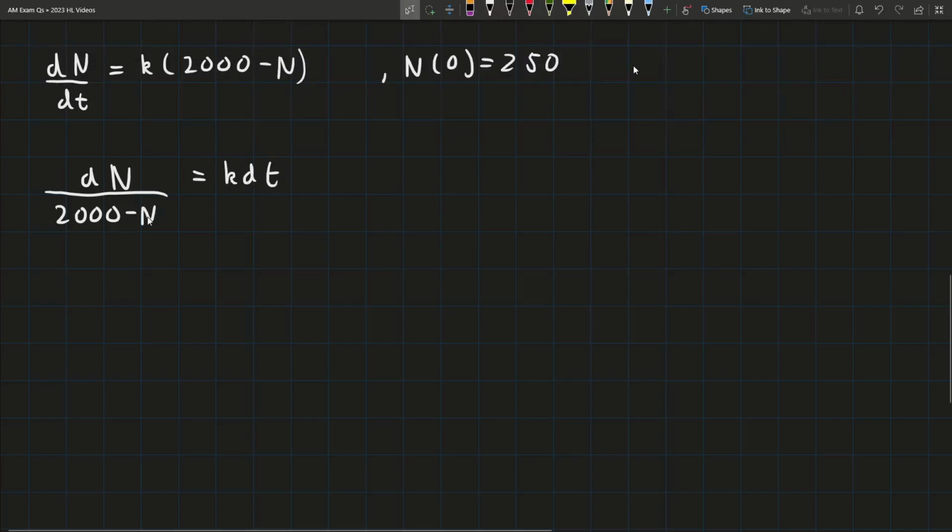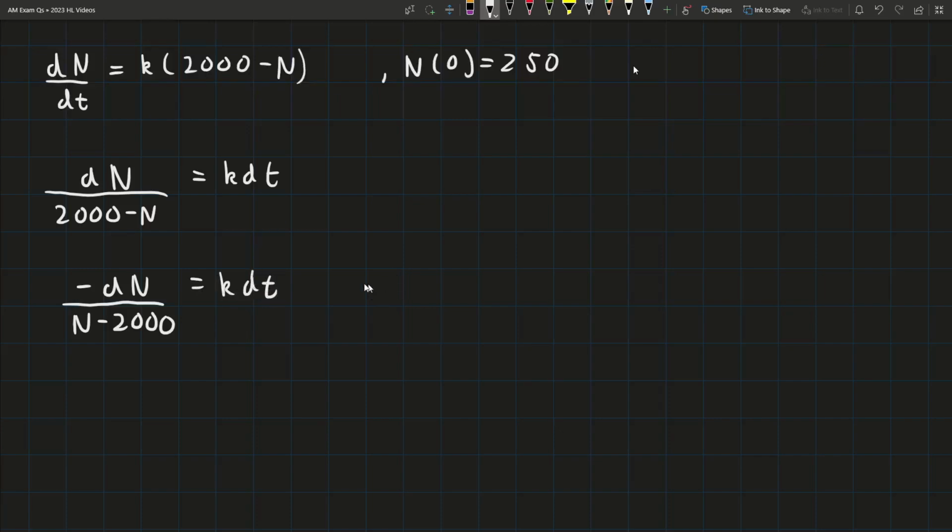Now what I'm going to do is, I notice if we integrate the left side now, we're going to have that minus n, so we're going to have to do a u substitution. But if we actually get that to be a positive n, we wouldn't have a u substitution, because if you think about it, let u equals n minus 2000, for example, then du is just equal to dn, so we don't have to do the substitution. So I'm actually going to multiply by minus 1, so we'll get minus dn over n minus 2000 equals k dt.